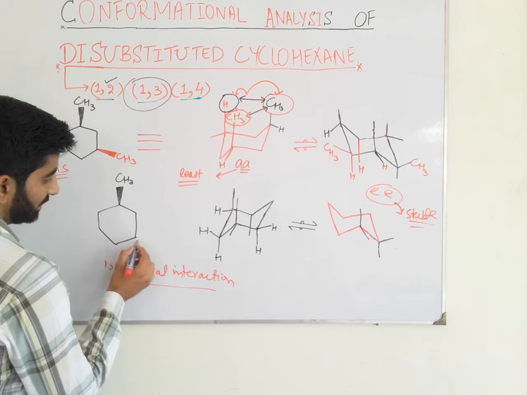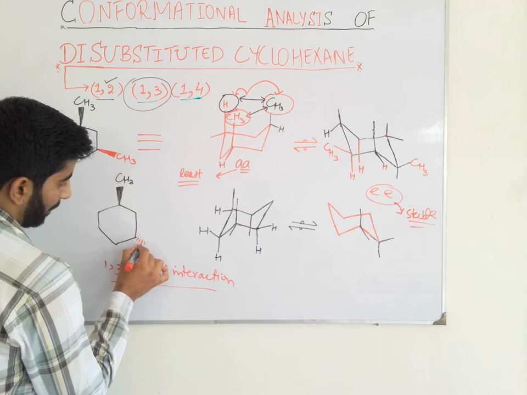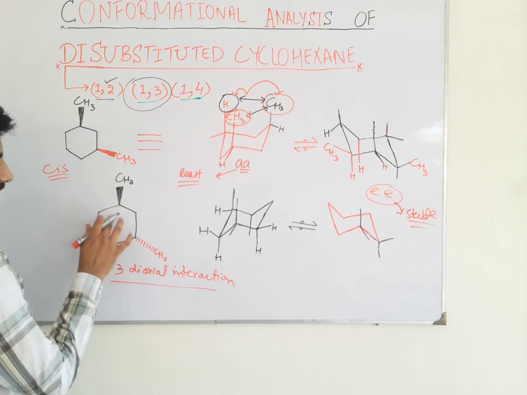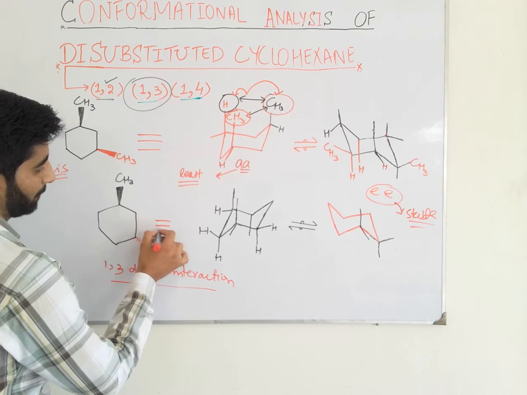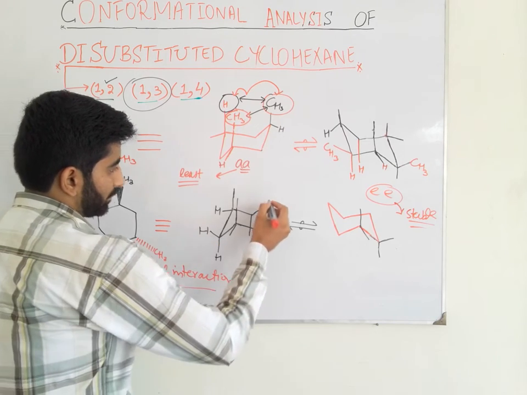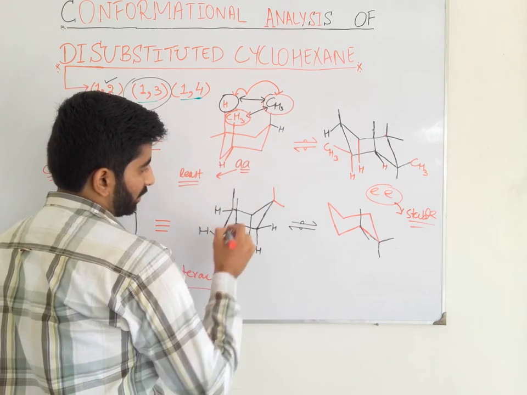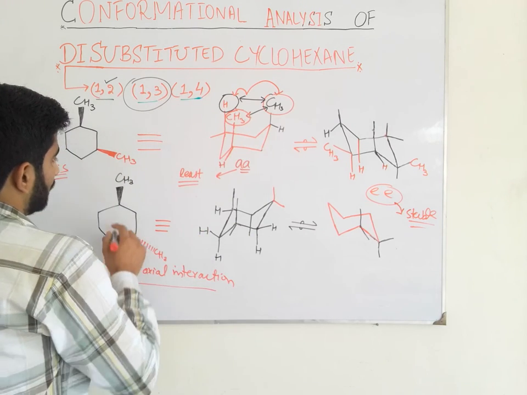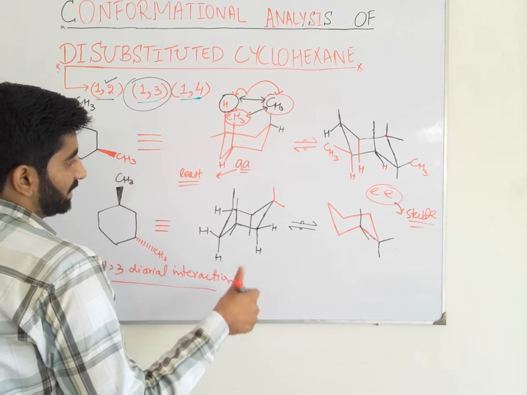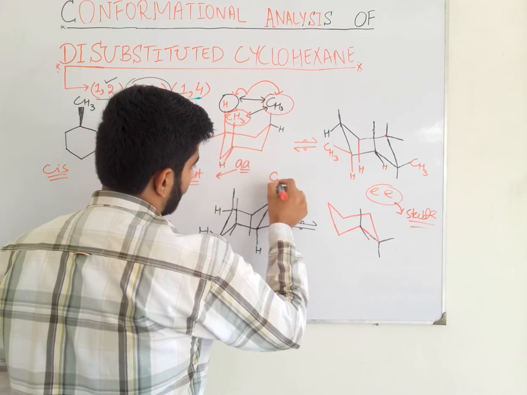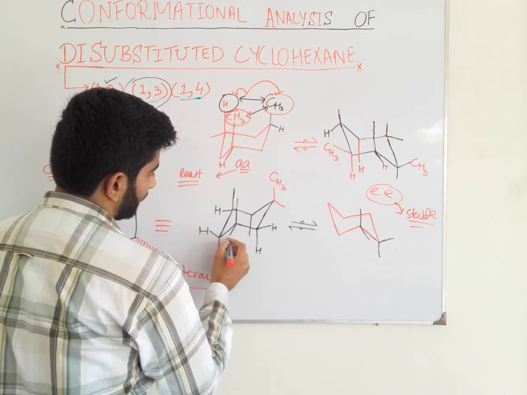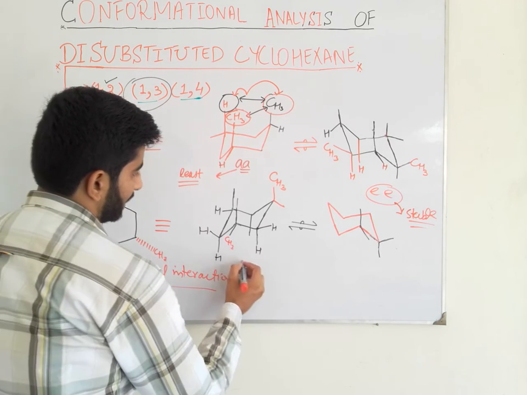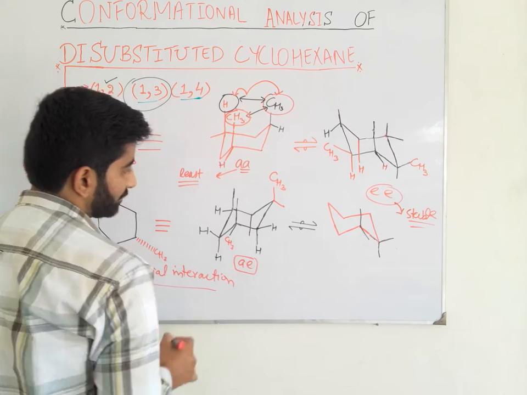Now we draw the trans. It is trans 1,3-dimethyl cyclohexane. Axial bond, equatorial bond. So we draw the trans conformation. One is up, other is down. So one methyl group is in upward position and the other is at the equatorial down position. So it is our AE conformation.